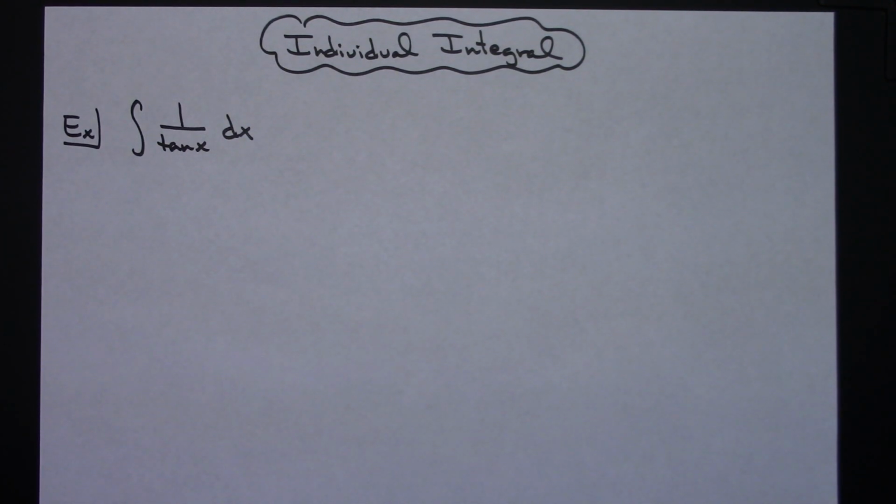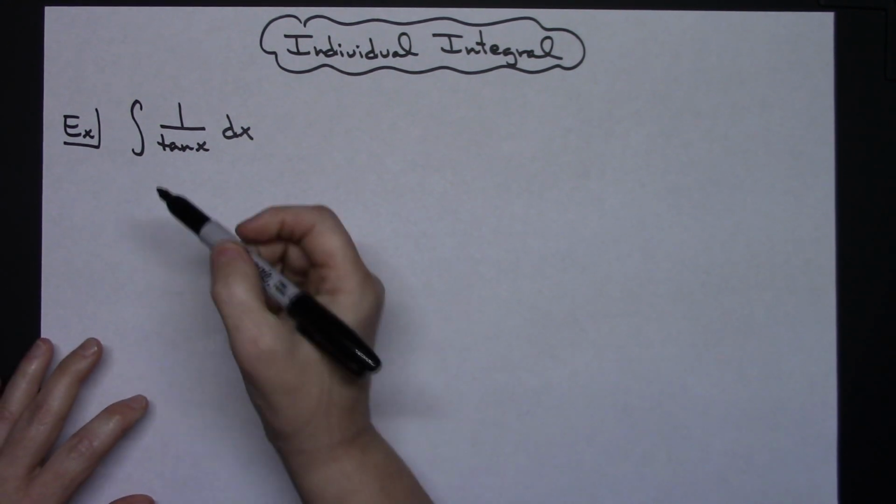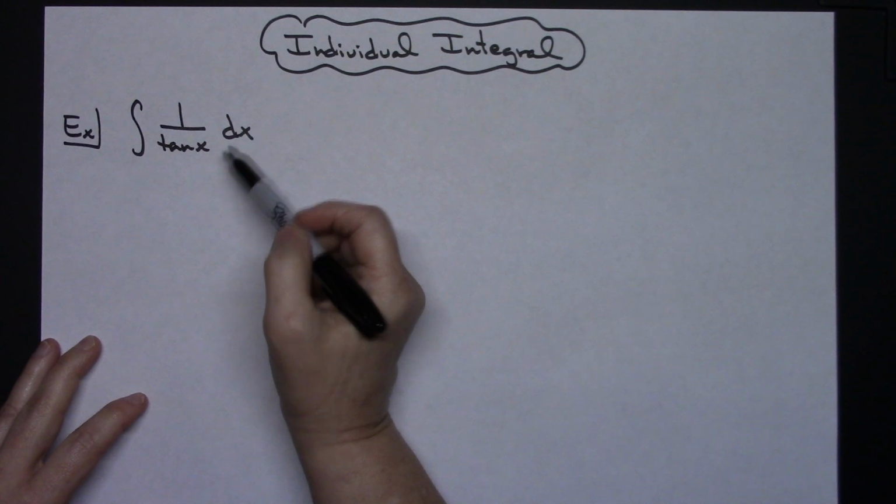In this video, I'm going to be working out an individual integral. It's going to be a straightforward integral that's going to use u-substitution along with just one simple trig identity that we need to switch out. We're trying to integrate 1 over tangent x dx.